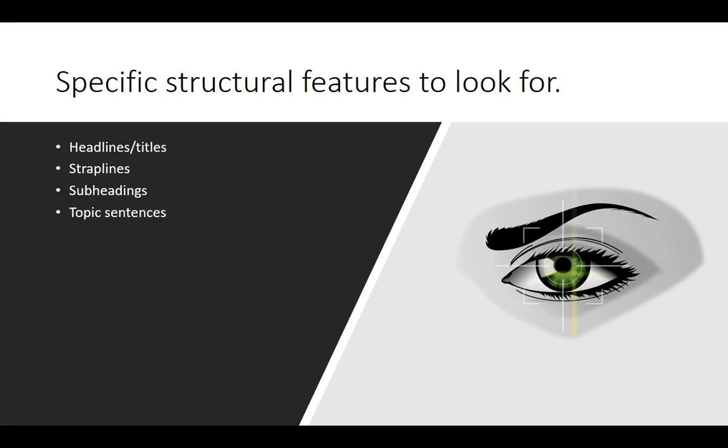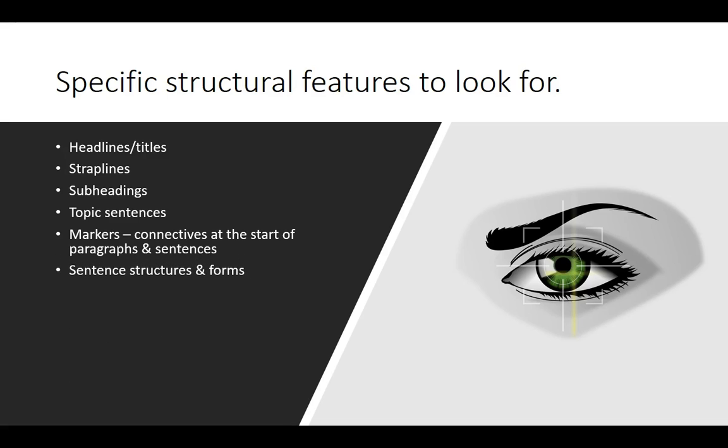Look at the topic sentences. How do they guide you through the text? How do they make it easy for you to understand the information being provided? Again, similarly with topic sentences, look at the markers, look at the connectives at the start of those paragraphs and at the start of sentences within paragraphs. Are they using temporal markers, sequential markers, causal connectives? Pay attention to the types of connectives being used and how that guides you through the information being provided.